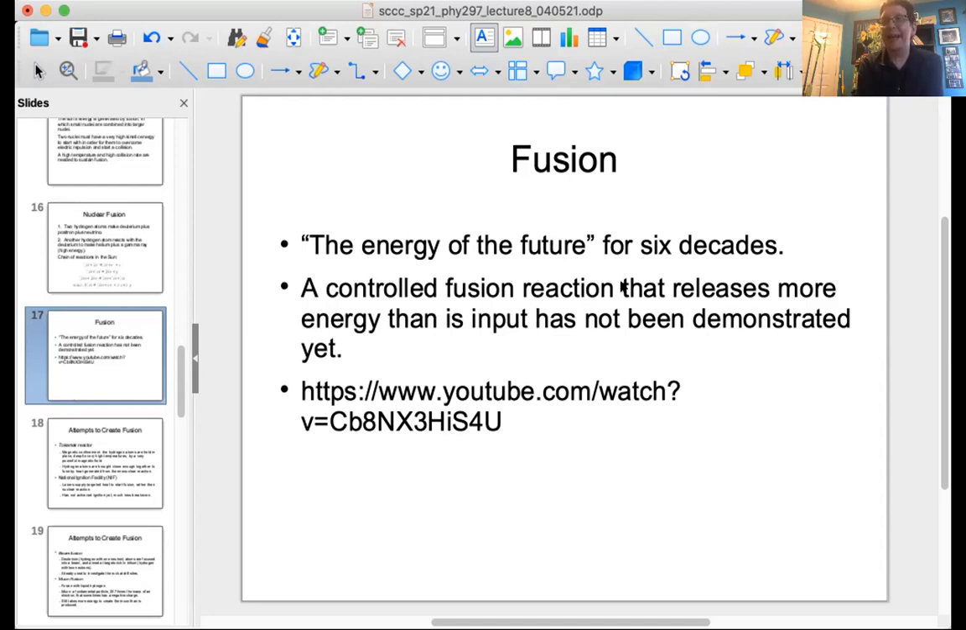But as it stands, in terms of a power plant, you can't even get more energy out than you put in. So why would you even bother? And so that's where we are with fusion. But we'll show another video to explain the fusion process in a bit more detail.